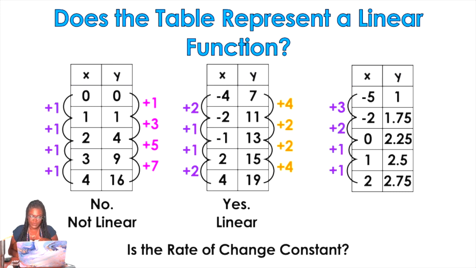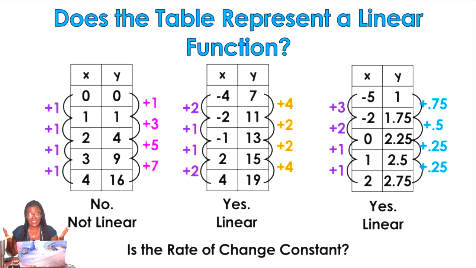Plus three, plus two, plus one, plus one. Yes, also linear because I'm skipping. You have to pay attention to what you're skipping, right? If I filled in the missing negative four, the missing negative three, and their y values also, I would see that I had a constant rate of change. So when it's skipping stuff, you want to pay attention to the ones that are consecutive.